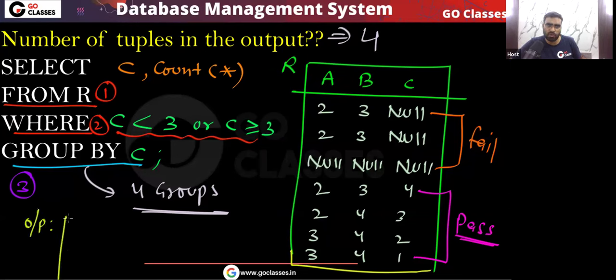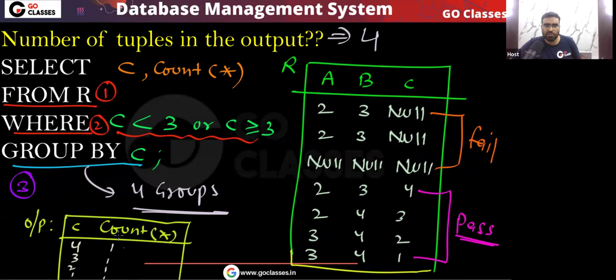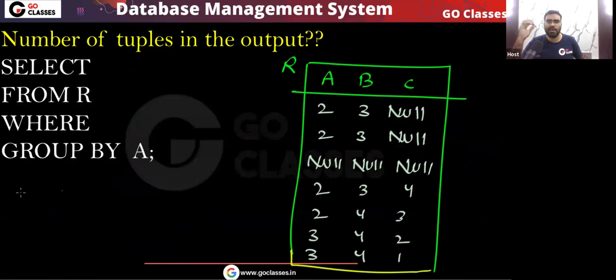If you want the actual answer, the final output will have 4 tuples. There are 2 columns: one is C, another is count star. The value of C, you can see, 4 3 2 1, and count star is 1 1 1 1. Is this clear? So 4 1, 3 1, 2 1, 1 1. This is the answer. I hope this point is clear, and I hope you are getting that any variation you can handle.